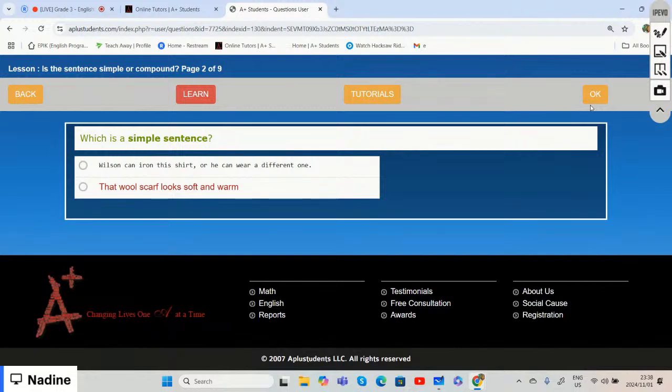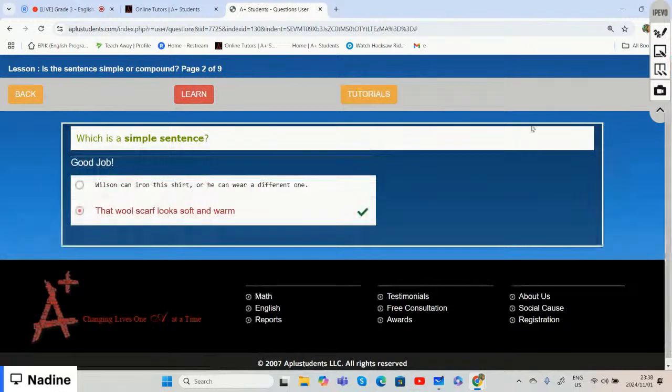So option one, Wilson can iron the shirt or he can wear a different one. Or option two, that wool scarf looks soft and warm. And if we were to choose the correct option, yes, then option two is our simple sentence. That wool scarf looks soft and warm. So well done. That is our correct option. Well done.